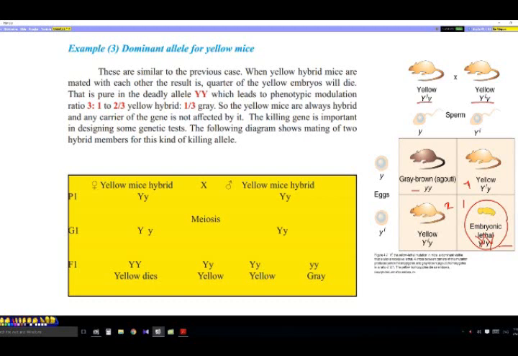So the following diagram also shows the mating between two hybrid members of this kind of lethal allele. Hybrid and hybrid mice produce gametes which mate with one another, and as a result, one of four yellow dies, and two of four organisms are yellow and living. The abnormality caused by this gene is first the color of fur in mice, and one quarter are normal gray-colored mice.